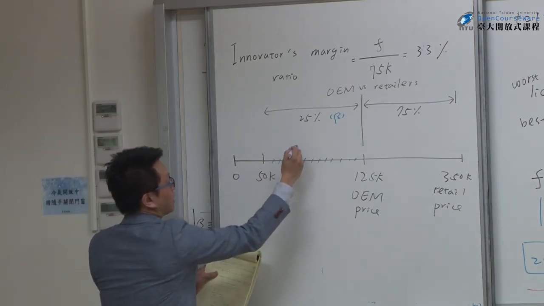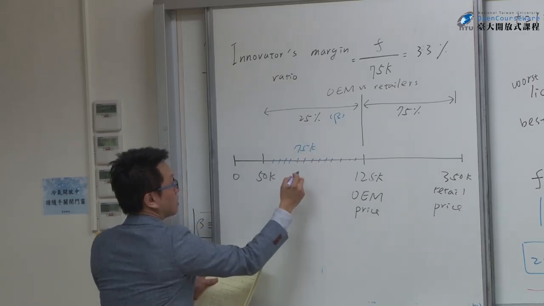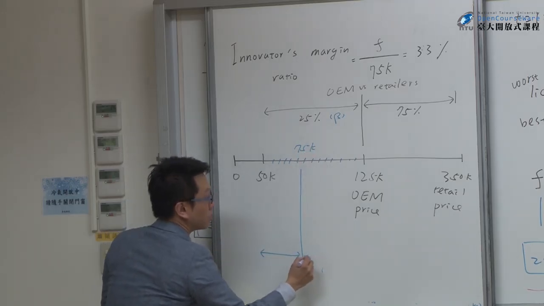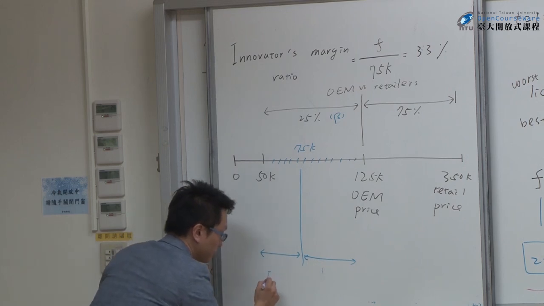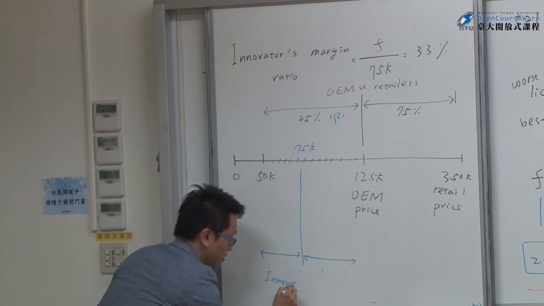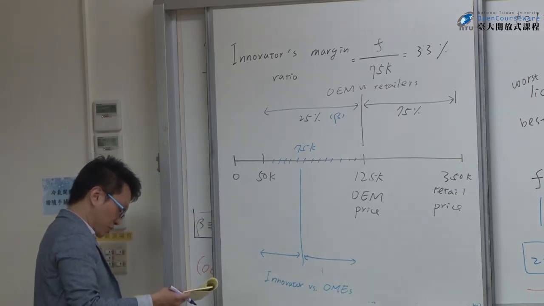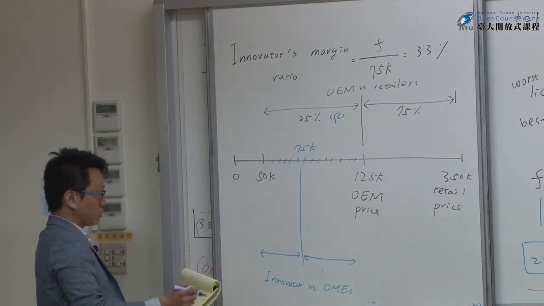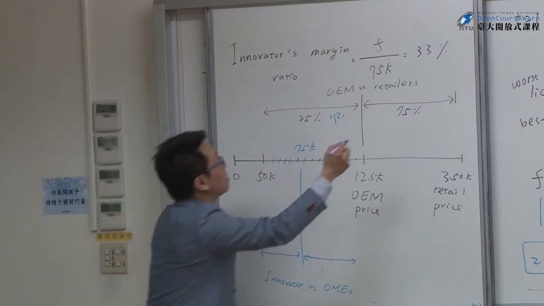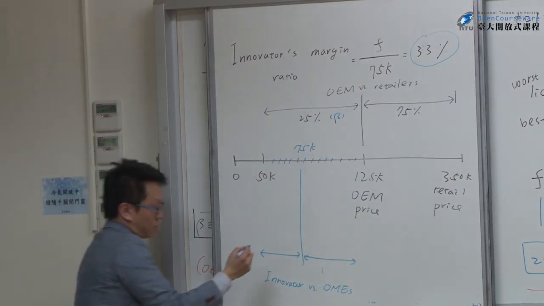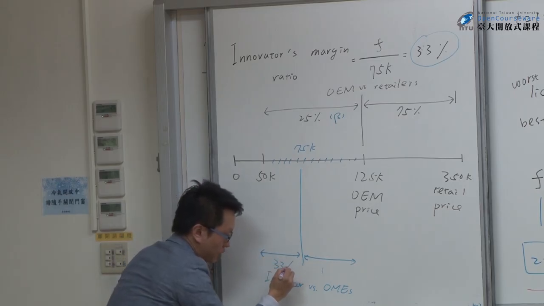We have 75K. This is to bargain between innovator versus OEM, original equipment manufacturers. And we know innovator's product margin is 33%. So we get 33% here.